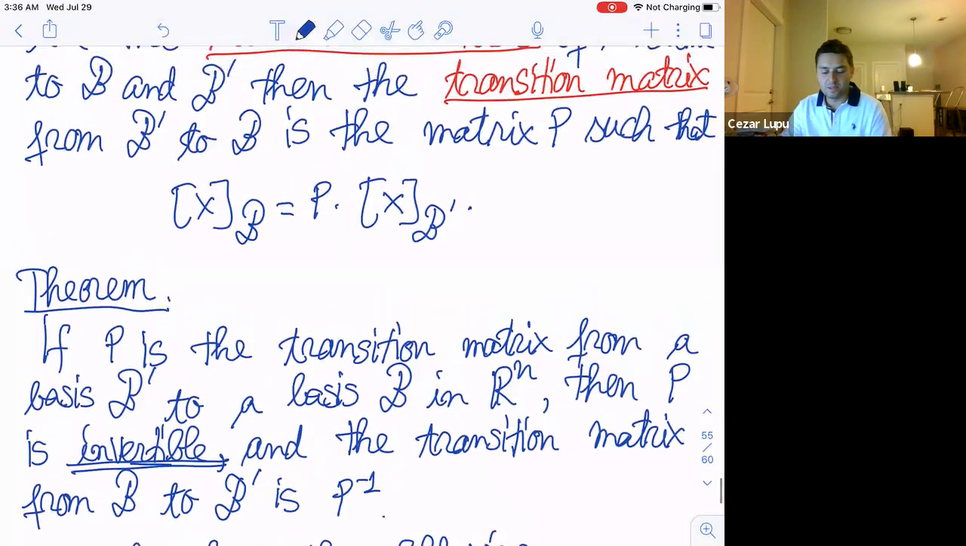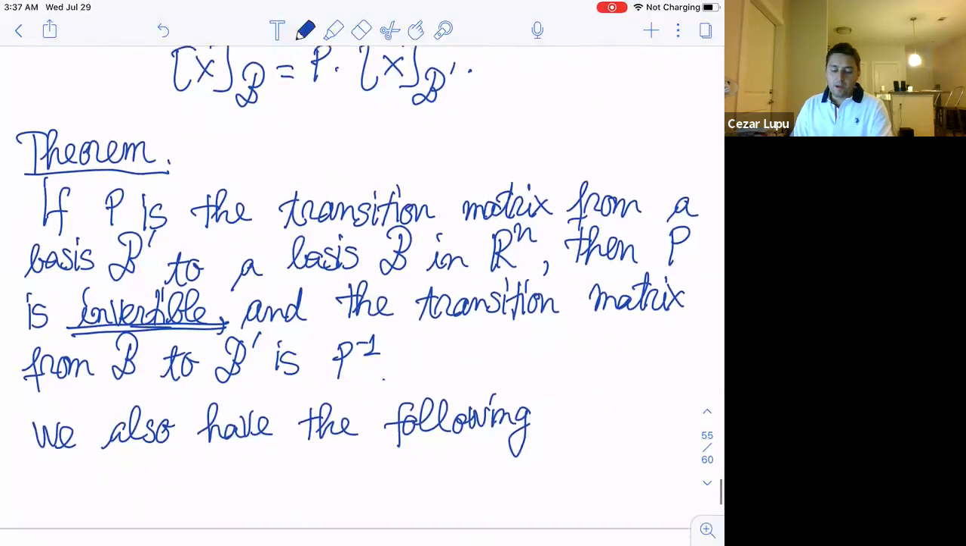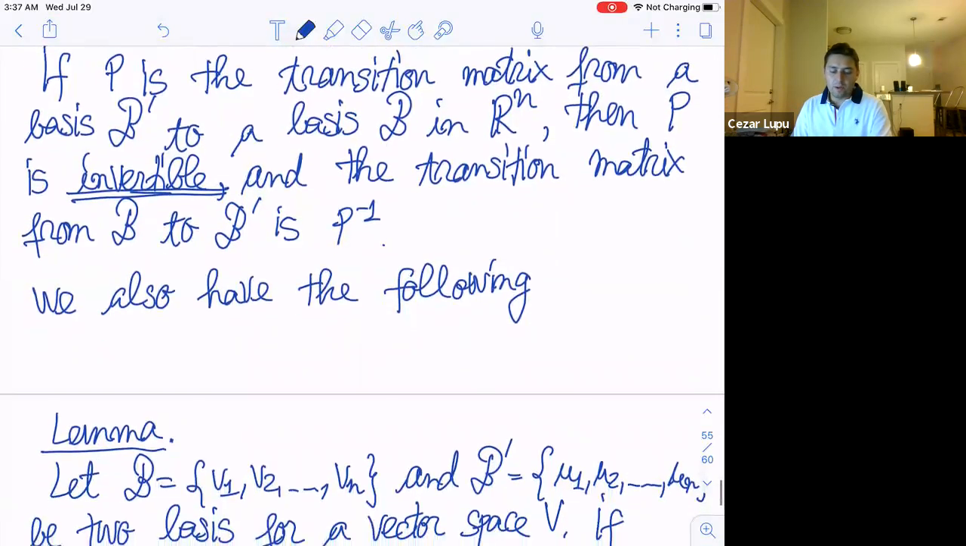I want you to look at this theorem because it's important, and we will use it in applications. Okay. But before we go, we also have the following dilemma.